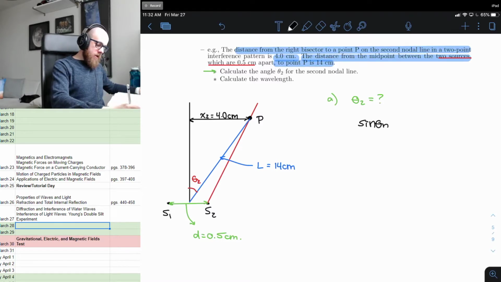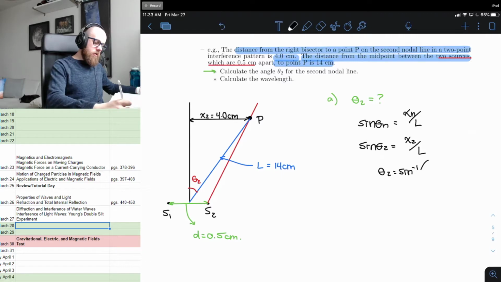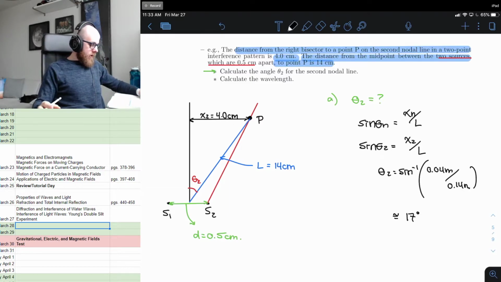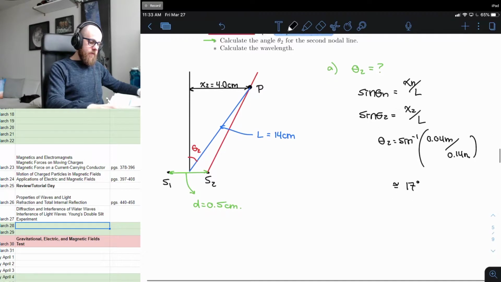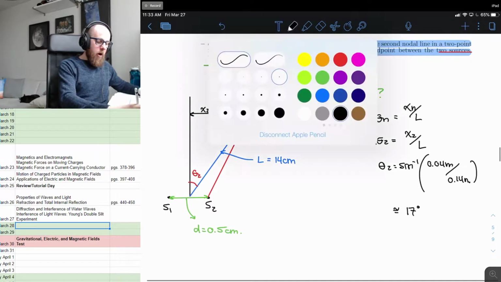So sine theta n is equal to xn over L. That's the formula that I'm going to use for this first part. So sine theta 2 is equal to x2 over L. And I'm going to rearrange this for theta 2. So theta 2 is sine inverse of x2, which is 0.04 meters, over L, which is 0.14 meters. I plug that in, and I get a value of approximately 17 degrees. So part A is good.